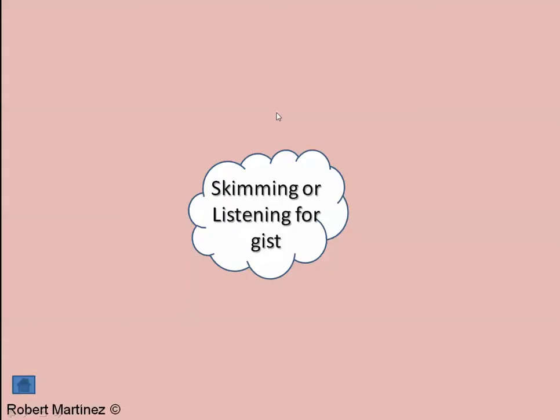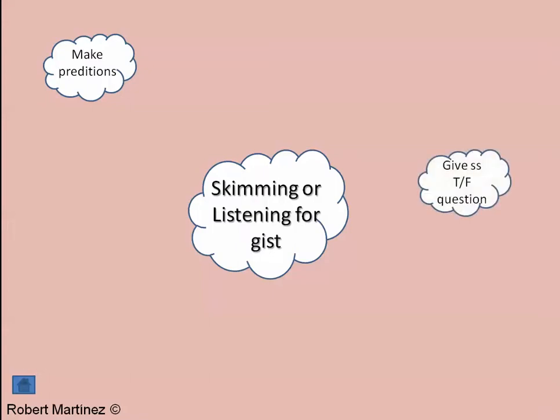Let's look at some ideas for skimming or listening for gist. You could have them make predictions, and then after reading or listening, they check if their predictions were right or wrong. You could give them one true or false question. Remember that when listening for gist or skimming for gist, we would give them only one question, not a set of questions. Otherwise, we turn the stage into listening for detail or scanning for detail.